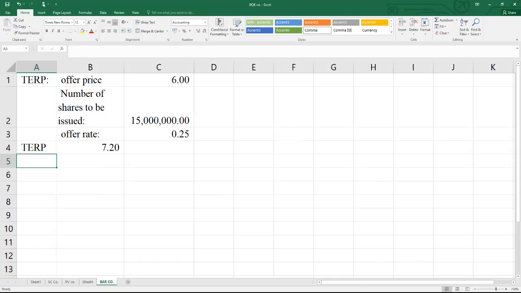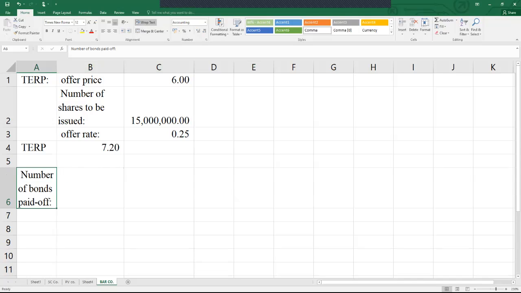Discuss whether using the funds raised through the share issue to buy back the bonds is financially acceptable. So first, we need to determine, the company wants to use the money, in this case the 90 million, to pay off the debt. So you may want to determine how many bonds, in terms of numbers, the company is going to pay off. Therefore, the number of bonds paid off.